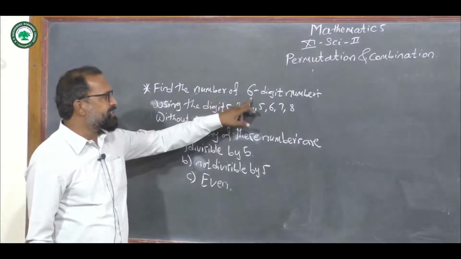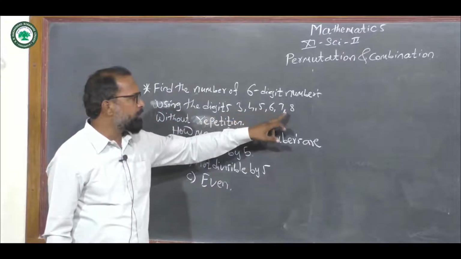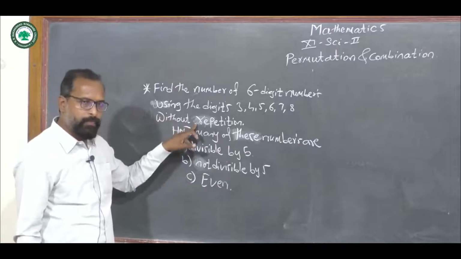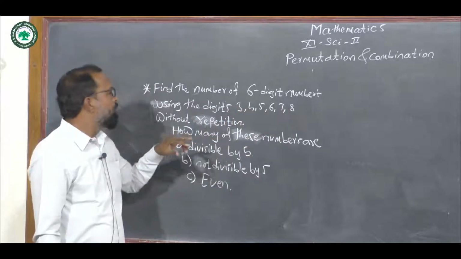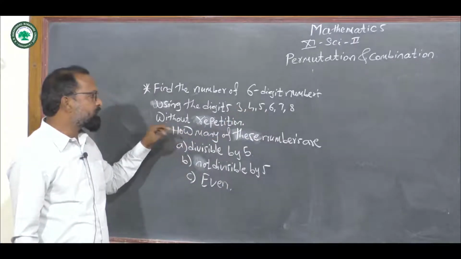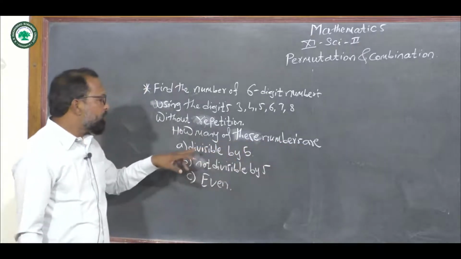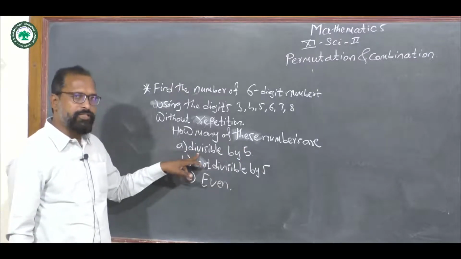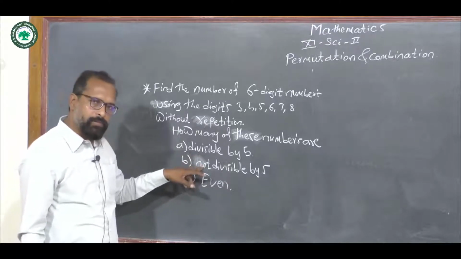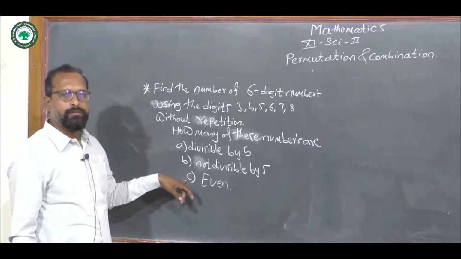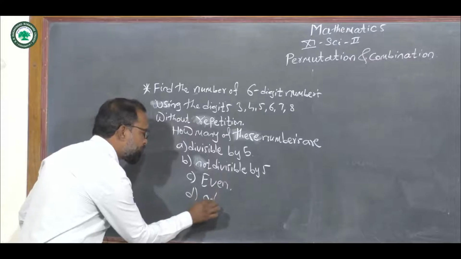Find the number of 6-digit numbers using the digits 3, 4, 5, 6, 7, 8 without repetition. That is, we have to make a 6-digit number by using these digits without repetition. And the next question is, how many of these numbers are divisible by 5? The first restriction is divisible by 5: the number made must be divisible by 5. Second is not divisible by 5. Third is even. And last, suppose, is odd.